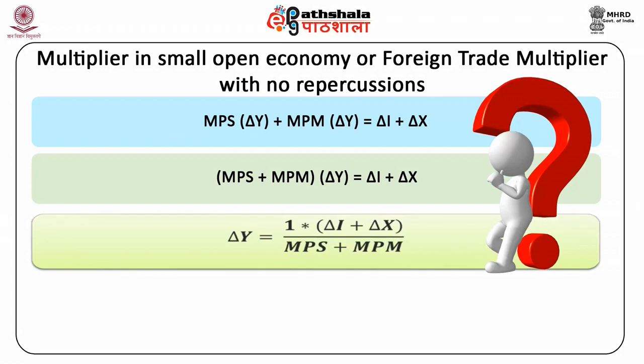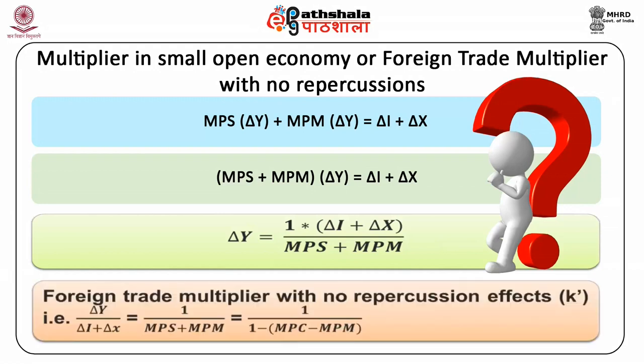Delta Y is equal to 1 into delta I plus delta X upon MPS plus MPM. Hence, foreign trade multiplier with no repercussion effects K dash, that is delta Y upon delta I plus delta X, is equal to 1 upon MPS plus MPM, which is equal to 1 upon 1 minus MPC minus MPM.